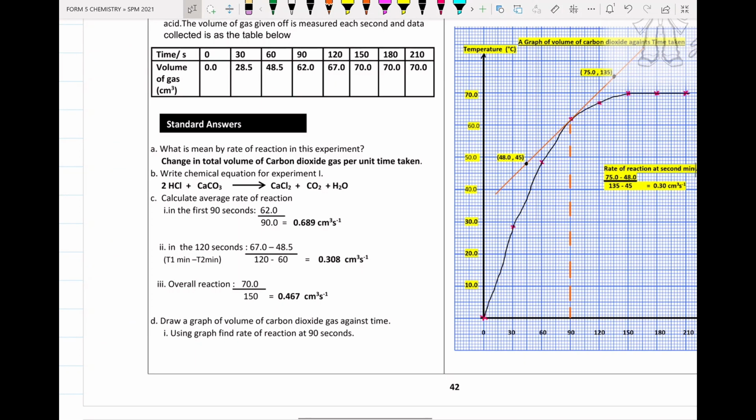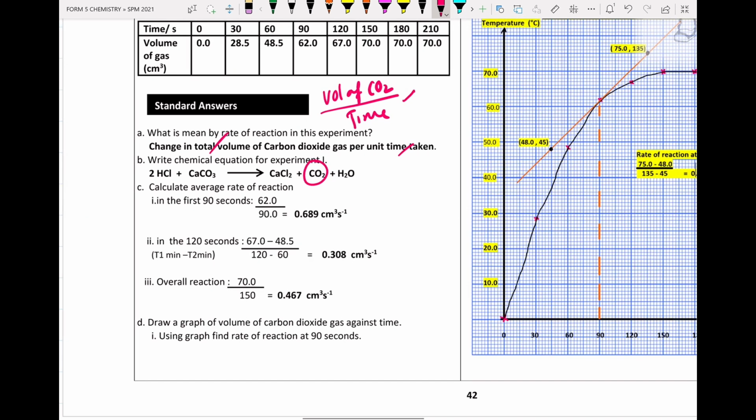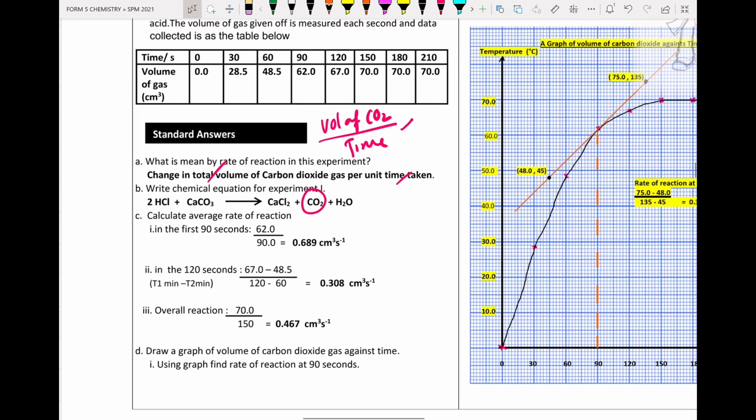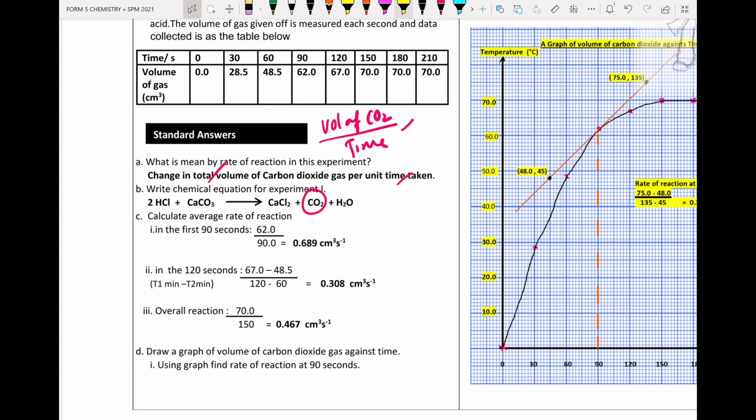Alright, what is meant by rate of reaction in this reaction? So we need to find the rate of reaction, volume of carbon dioxide gas divided by time. So the change in total volume of carbon dioxide per unit time taken. So when we have carbon dioxide, we take this formula. Okay, how to find the average rate of reaction in the first 90 seconds, from 0 until 90 seconds? That means we do what?